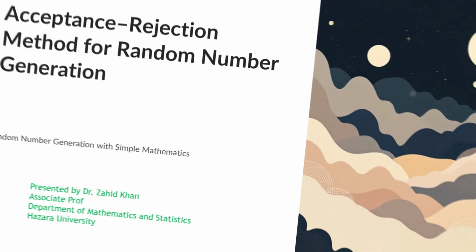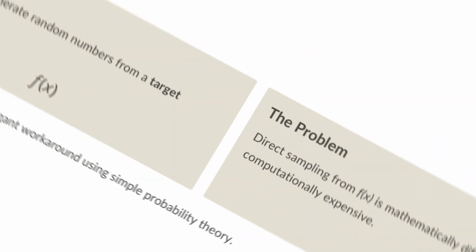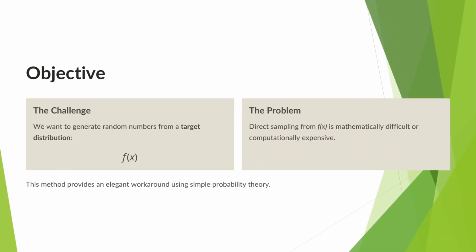In this lecture, we will discuss the acceptance-rejection method for random number generation. This method allows us to generate random values using simple mathematical ideas. Let us begin by understanding the objective of this lecture. Our objective is to generate random numbers from a target distribution. In other words, we want to simulate values from a function that represents real-world behavior.